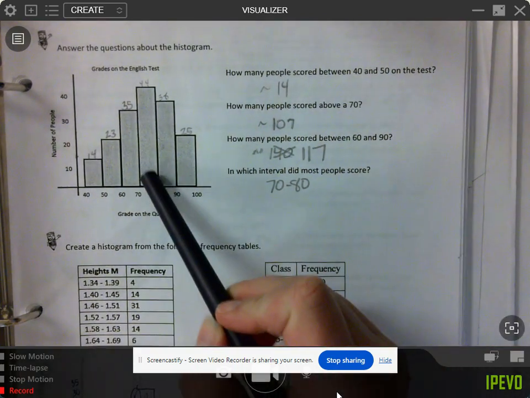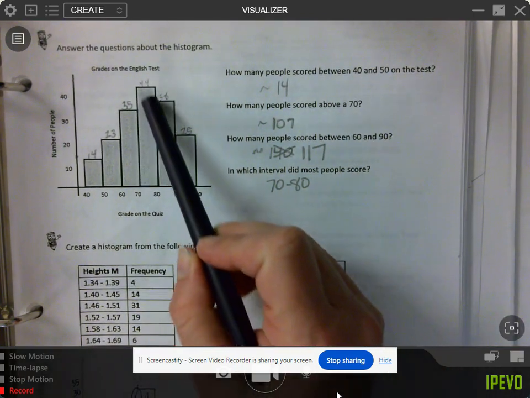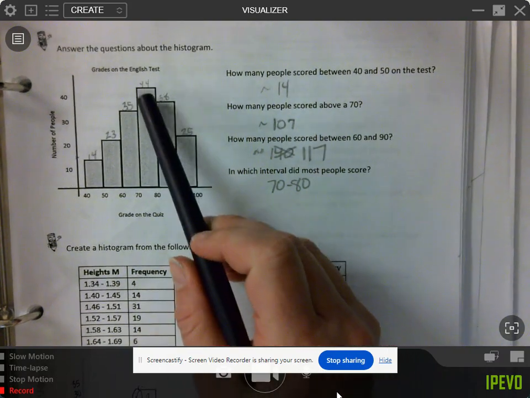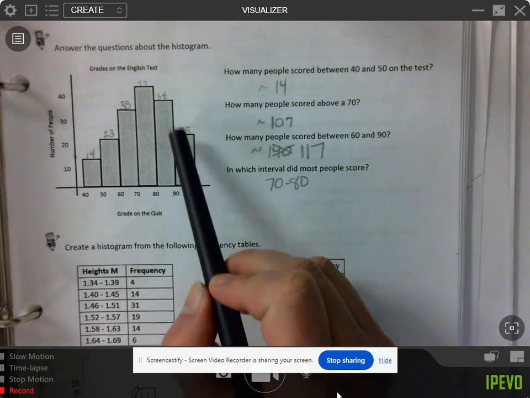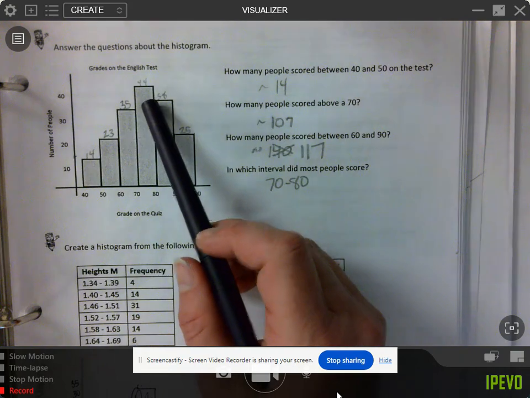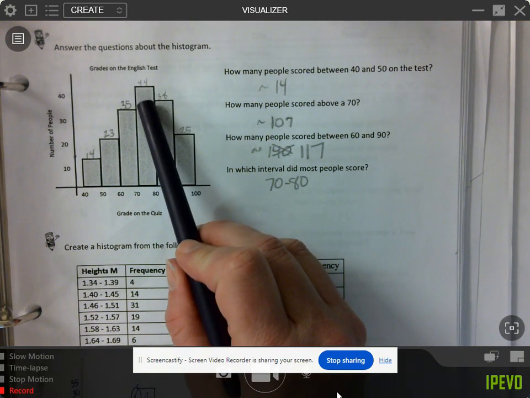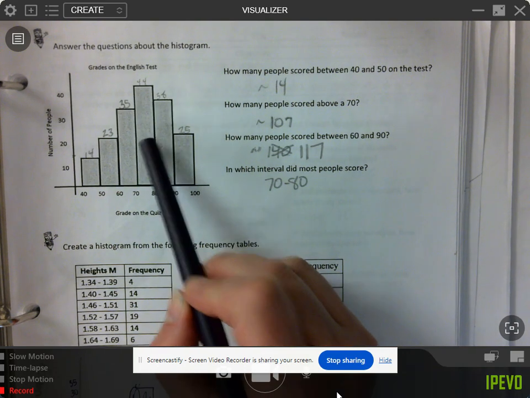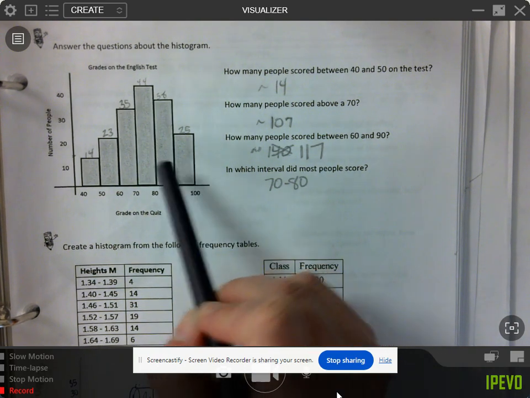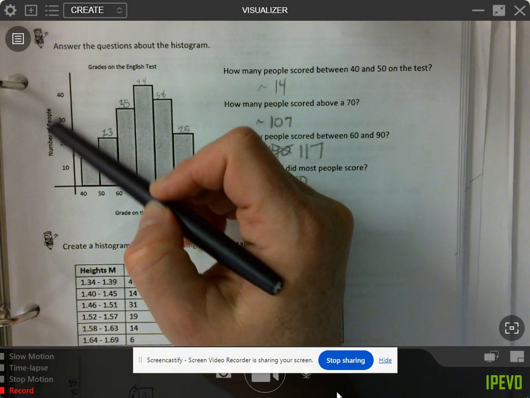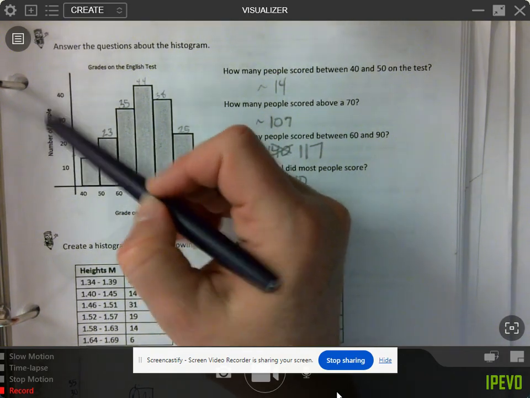So each bar represents a lot of people. So we had to figure out how many people, or how many scores, scored in that range. We had to figure out that number for each of those bars and then add them together. So we don't want to just count how many bars there are. You have to look at that frequency, the number of people.